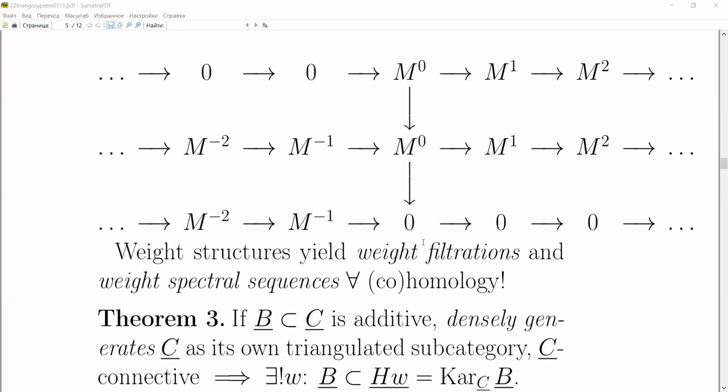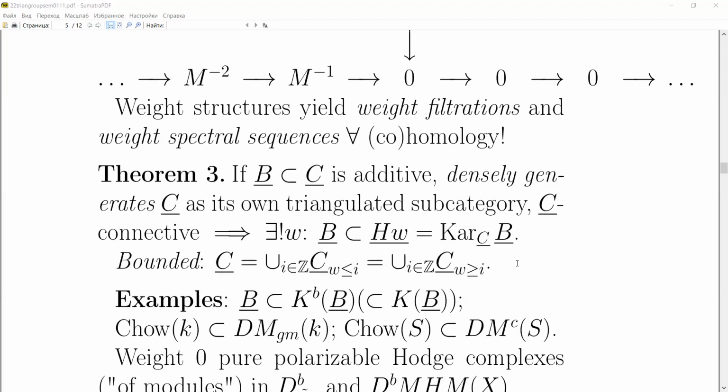Stupid truncations are called stupid because they are not canonically determined by this object if you consider it as a homotopy equivalence class of complexes. So stupid truncations are certainly not functorial, but still it doesn't prevent you from defining weight filtrations, and it's well defined, doesn't depend on any choices. I will tell you about this later probably.